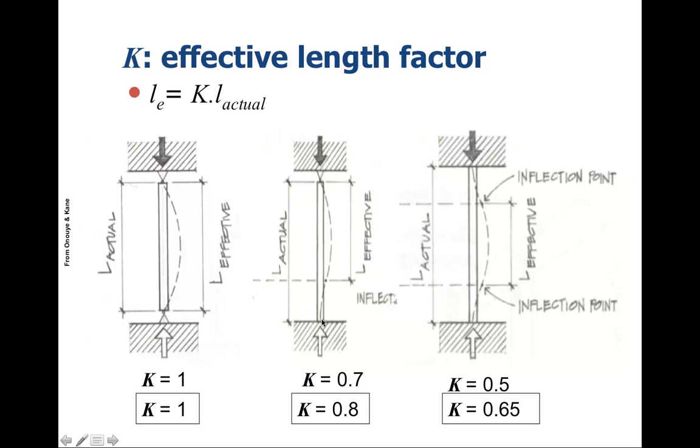This is another scenario where it's fixed at the bottom, so it can't rotate very easily at that point, but it can rotate as a pin connection at the top. In this case, we have a shorter effective length. K is equal to 0.7 in this case. And then what about the case where it's fixed at the top and the bottom? Here we have K equal to 0.5.